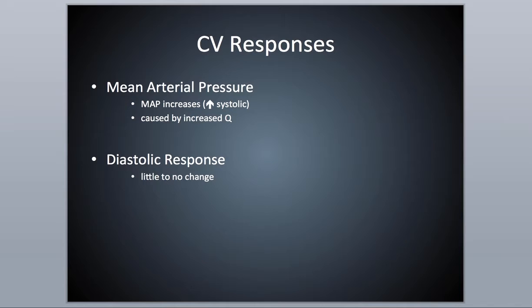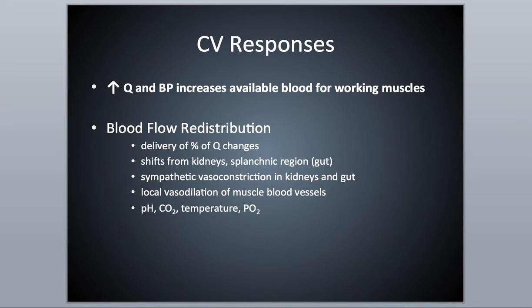But the mean arterial pressure is going to be increasing mostly in the systolic blood pressure, and that's going to be caused by the increase in cardiac output. Even though we might have some dilation within the vascular tree, there's still a lot more blood being pumped out. So naturally, the pressure is going to increase. Now, there's an increase in cardiac output and blood pressure for the working muscles. And that's the whole point of all this.